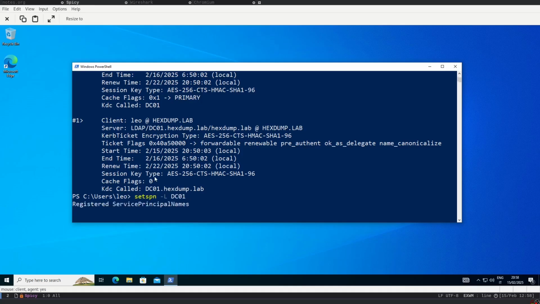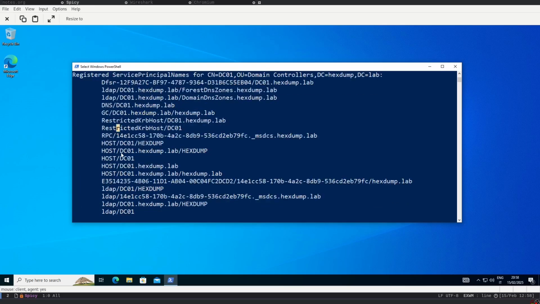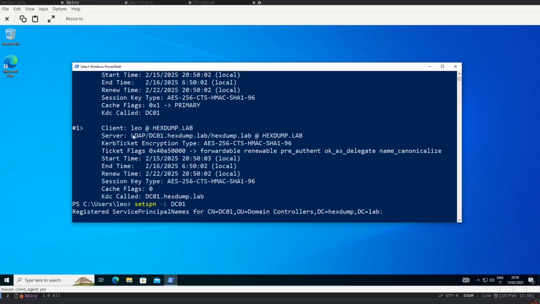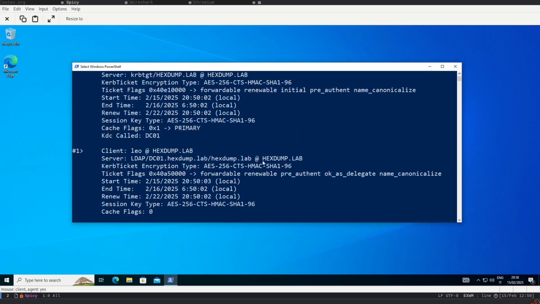This command, and look at this. So we have all these service principal names, and we also find the LDAP, of course, which is what we saw here. So we saw LDAP dc01.examp.lab. So it's this one essentially: LDAP/dc01.examp.lab/exam.lab. So this is the service principal name, and then we have the exam.lab, so the realm.